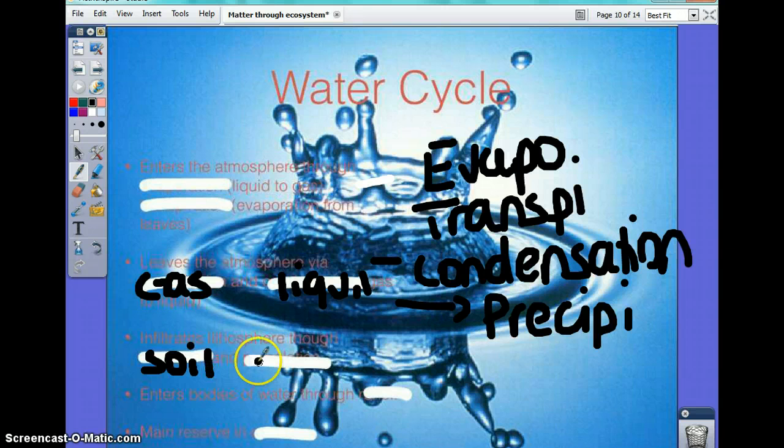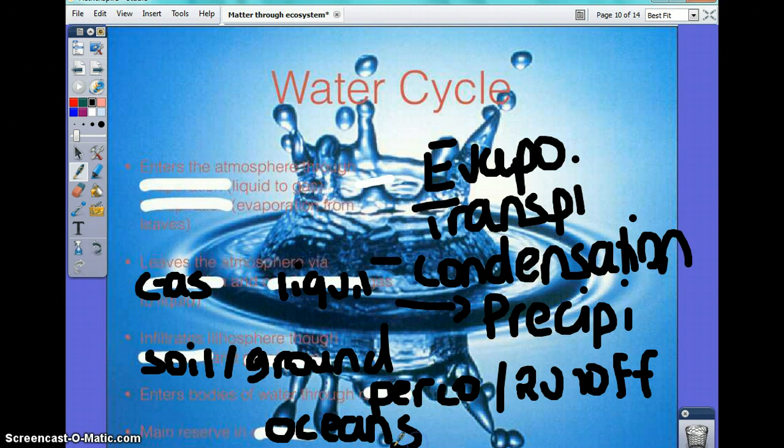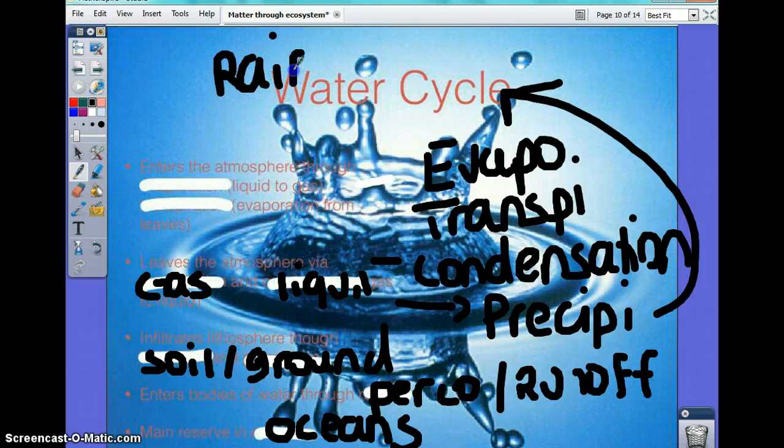How does it re-enter bodies of water? Runoff, which is just running across, and the main reserve of water is obviously in the oceans. And can you explain precipitation? The water in the atmosphere cools, heats up into clouds, and then it condenses into water and falls to Earth. And how does it fall? Rain, snow, sleet, hail.